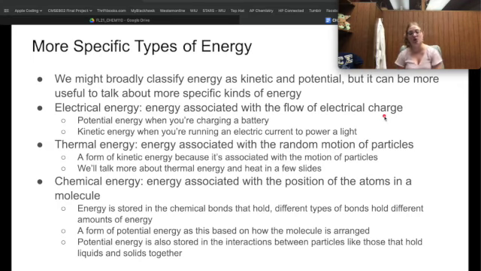Potential energy is also stored in the interactions between particles, like the interactions, for example, that hold liquids together and solids together. That's a form of potential energy when they're being held together because they'd rather be broken apart, flying around, not interacting like a gas. But there's something happening in the system where they're storing potential energy in those interactions rather than expending it as kinetic energy.